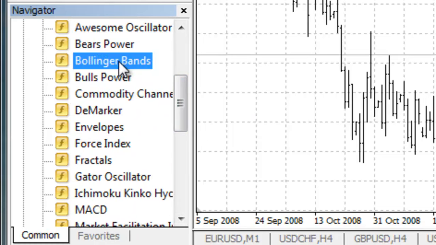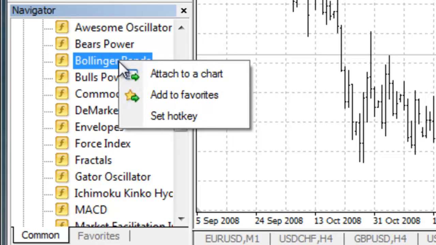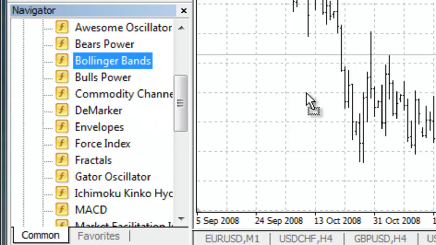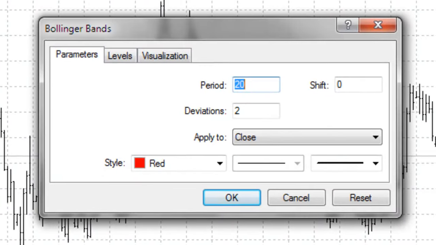Now from here you have three choices. You can double-click on the name of the indicator to apply it to the open chart. You can right-click on the name and then select Attach to Chart, or you can simply drag it and drop it onto the chart. All three methods result in the same outcome, the appearance of a box that allows you to adjust the Bollinger Band parameters.